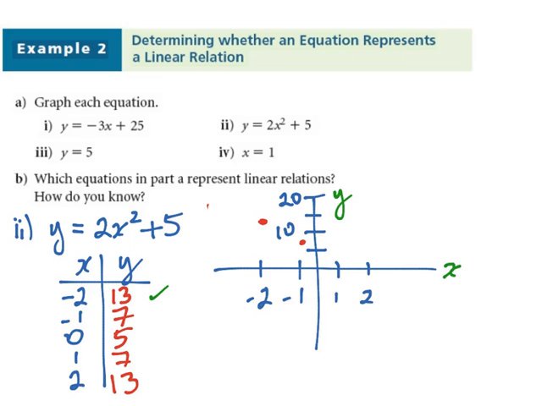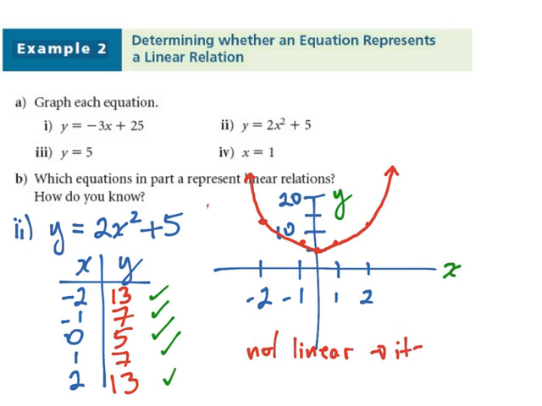What about for -1 and 7? -1 and 7 is about here. So that's done. And what about 0 and 5? 0 and 5 is about here. 1 and 7 is about here. And 2 and 13 is about like this. So it actually will turn out to be like this. If we do a few more points, it will look like a curve. So it is clear for us that it is not a linear relation just because it does not make a line. Not linear. It's a curve.